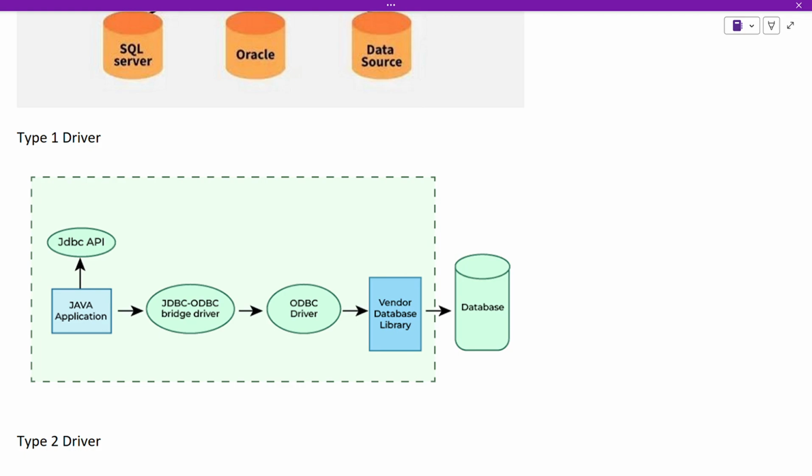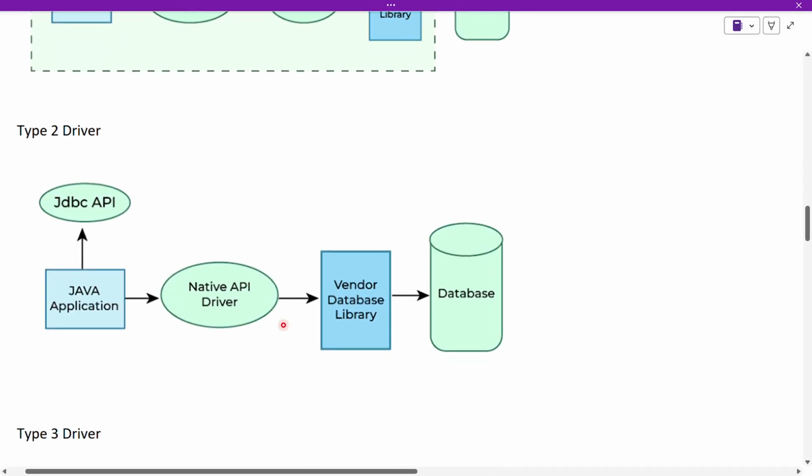ODBC is nothing but a set of APIs. We just need to call them for some operation to be done. So all these Java method calls will be converted into ODBC API calls. This is not used in industry nowadays because it's obsolete, and we don't need ODBC-specific drivers since nowadays Windows and other operating systems are embedding ODBC. So let's go to the second driver.